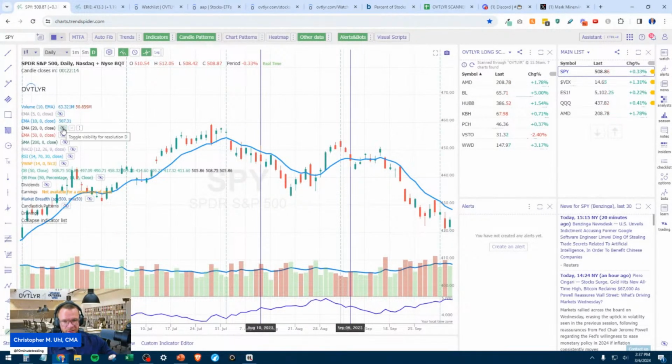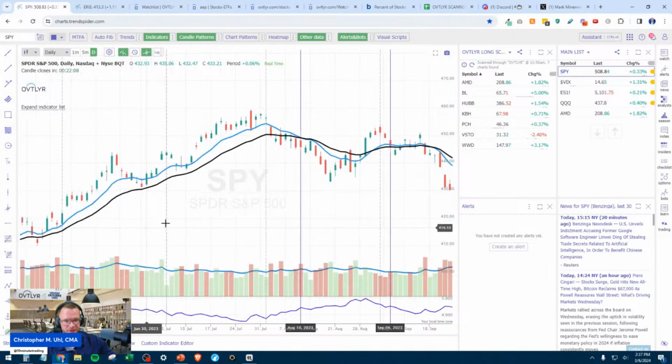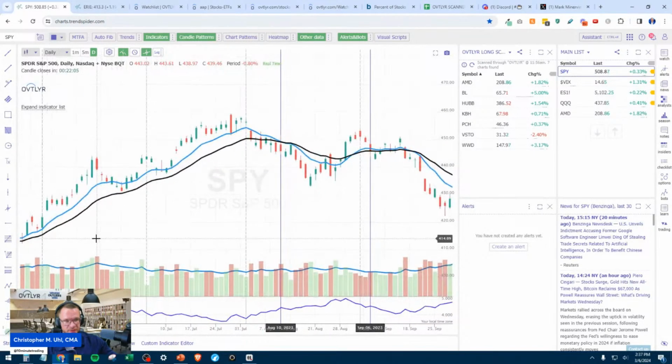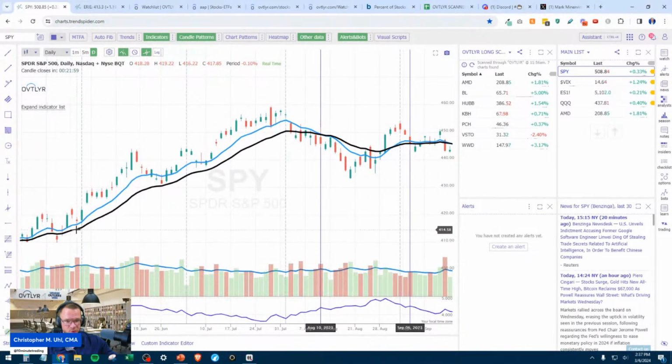So let's add a 20 period, right? We've got a fast, a medium, and a long term. So if we add the 20 period, that's your medium length moving average. And I like to see them stacked, right? So if the 10 period is over the 20 period here, that's an indicator of a pretty strong trend.